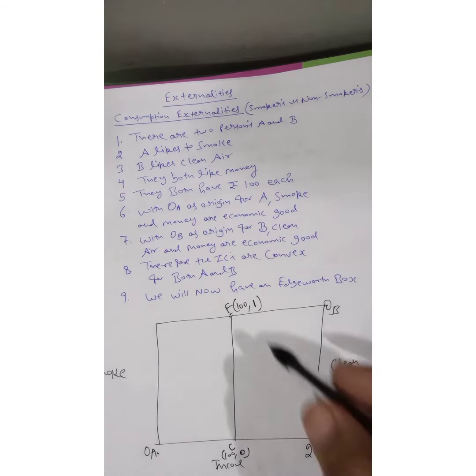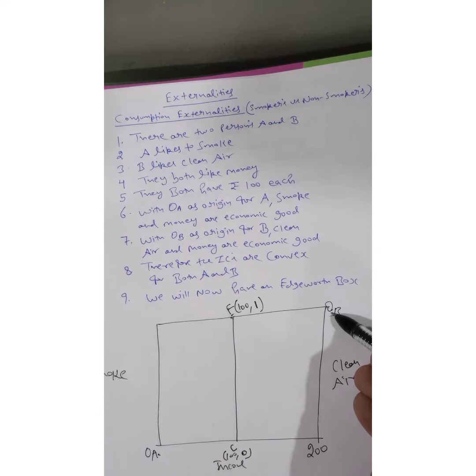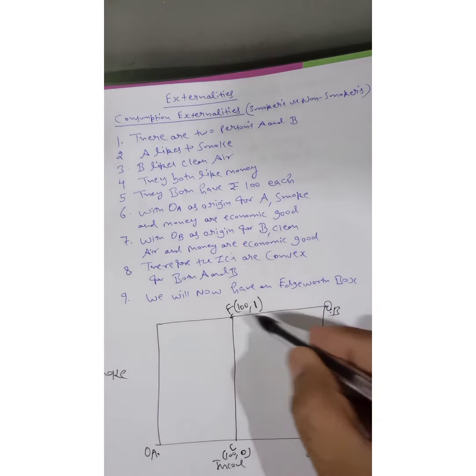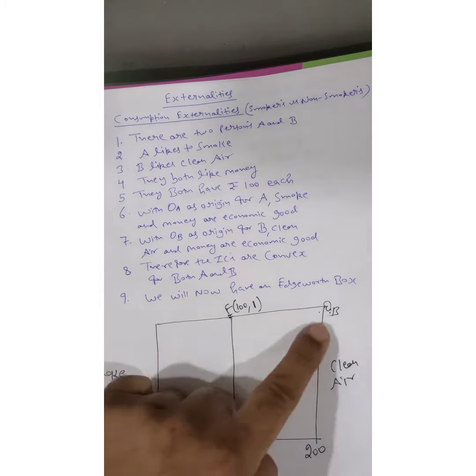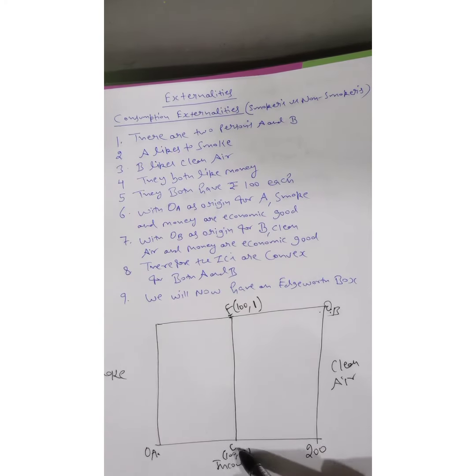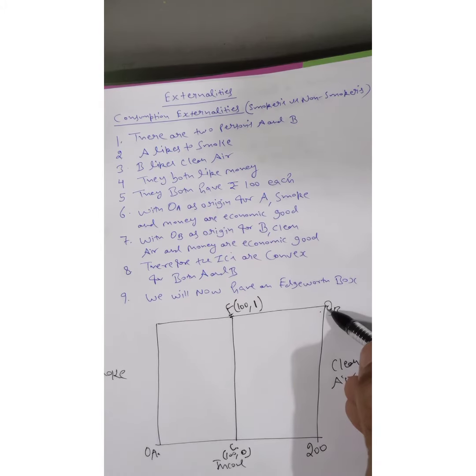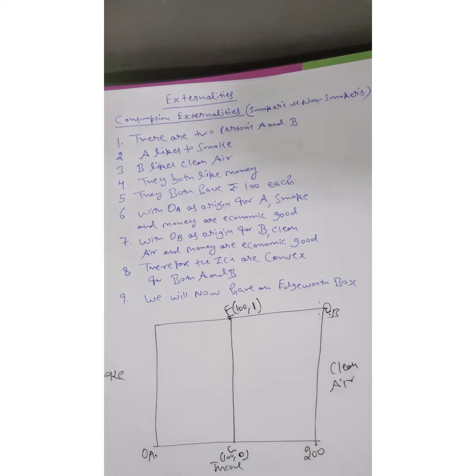Now if you look at this F point from the point of view of B, B will be having 100 bucks. B will be having what? 100 bucks and 0 clean air because smoking will be there by A. If you look at point C from the point of view of B, he'll be having 100 bucks and full clean air. So you've got to be very, very smart here.